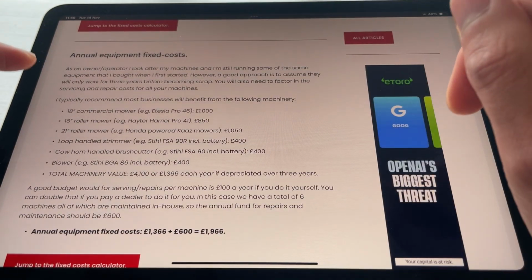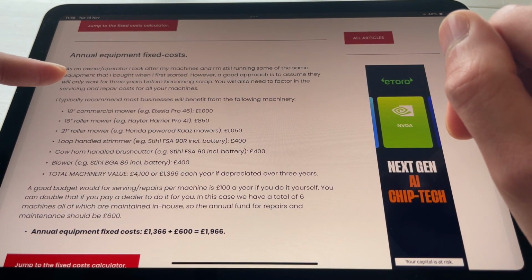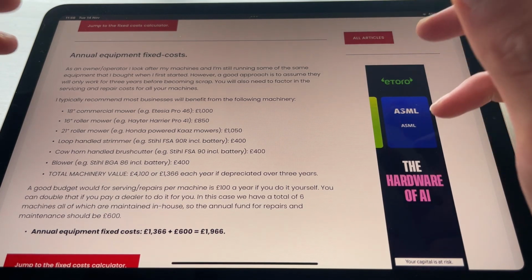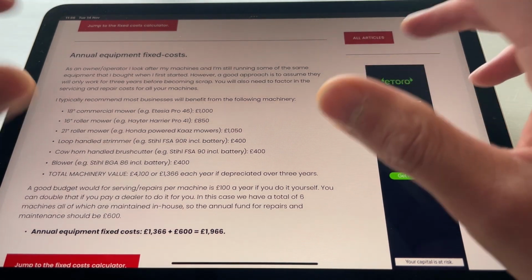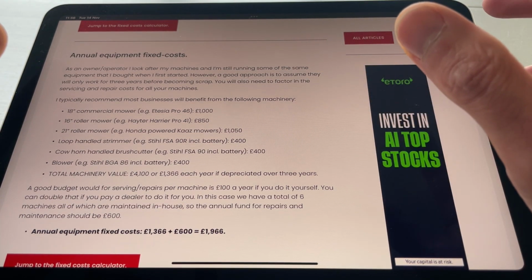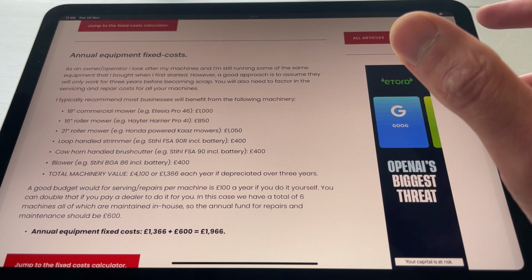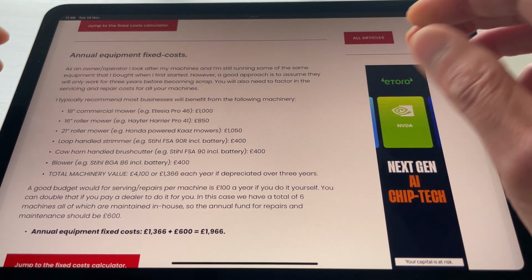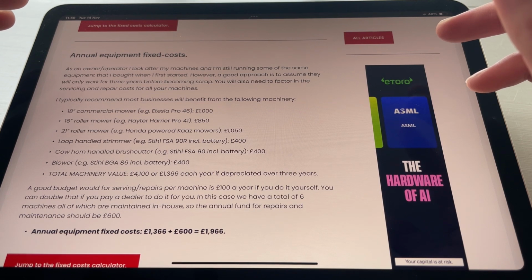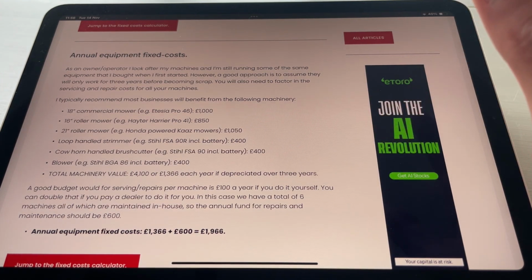The next thing is you need to work out what your annual equipment costs are. The easiest way to do this is to add everything up, everything that you've bought to run your business, and then you can divide that by the number of years that it's going to be useful to you. I like to use 3 years as an example.